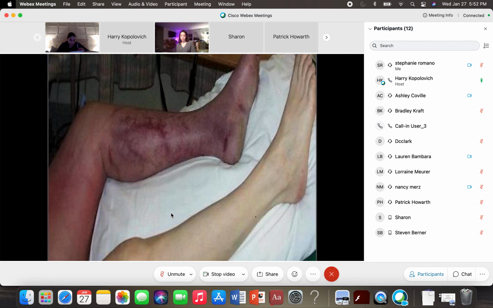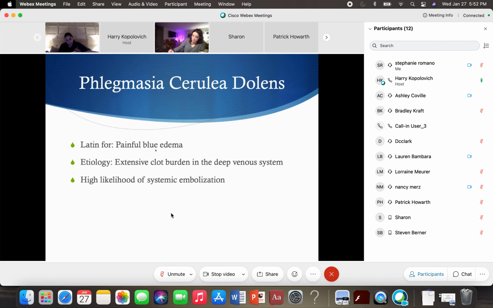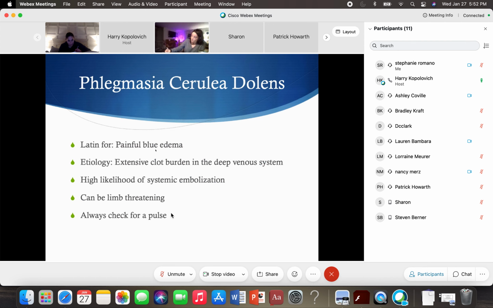All right. So what this is essentially is phlegmasia cerulea dolens. This is an extensive DVT that involves the entire deep venous system of the left leg. And phlegmasia cerulea dolens is a fancy way of saying painful blue edema. And the etiology is due to a clot burden in the deep venous system. This has a high likelihood of systemic embolization because the whole venous system is involved, including the proximal femoral vessels. It could be absolutely limb-threatening.